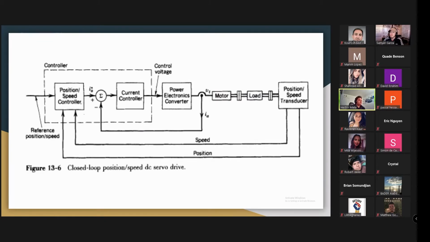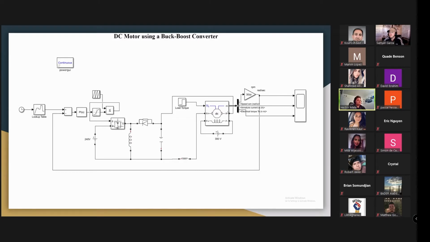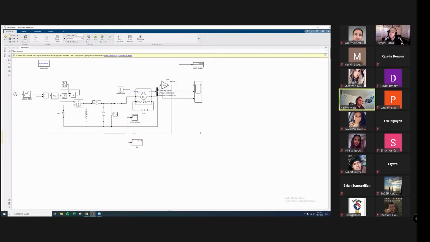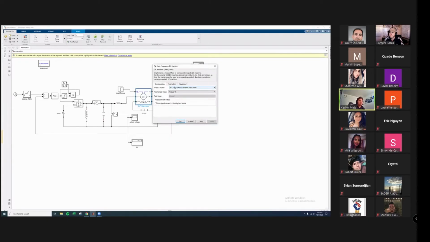Here we have the controller. This controller monitors the speed and the position of the DC motor. In the next slide, we have a schematic of our DC motor using a buck boost converter that we made in Simulink. In the middle, we have the buck boost converter, and on the right, we have the DC motor. This DC motor is rated for 10 horsepower and produces a speed of 1700 RPM.